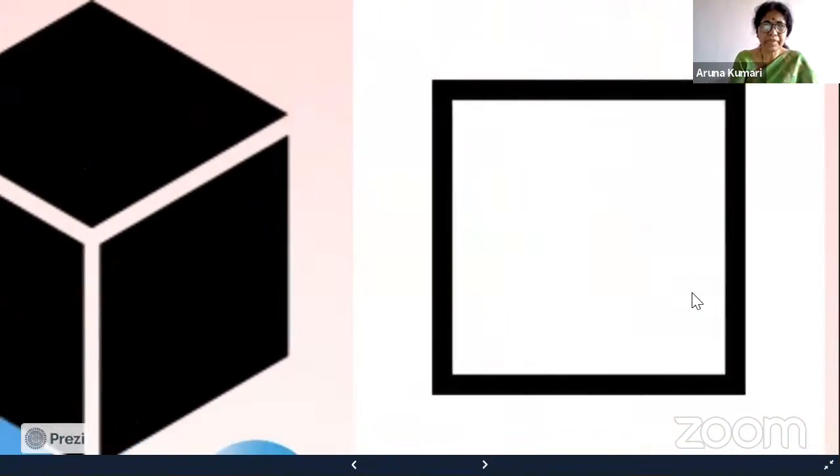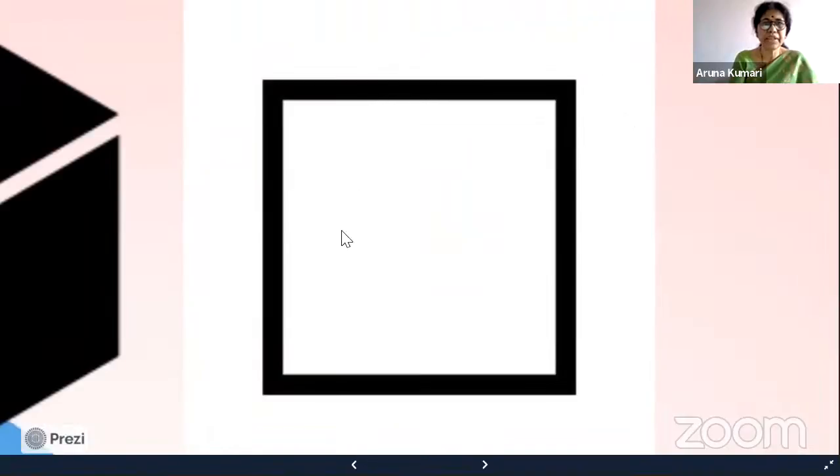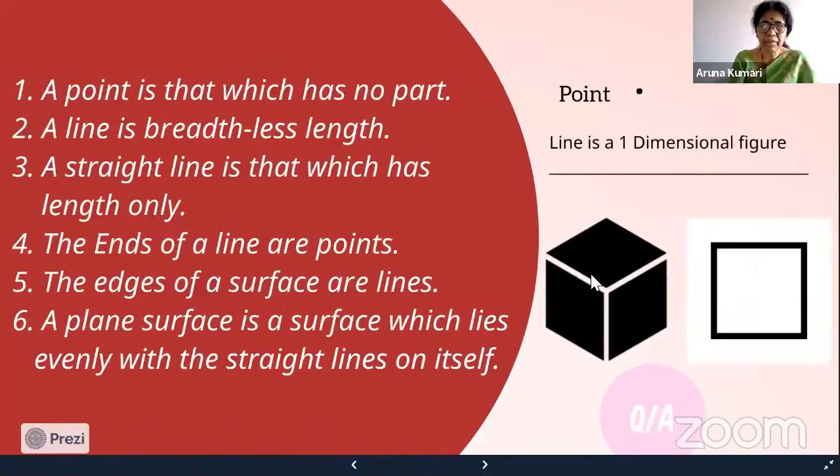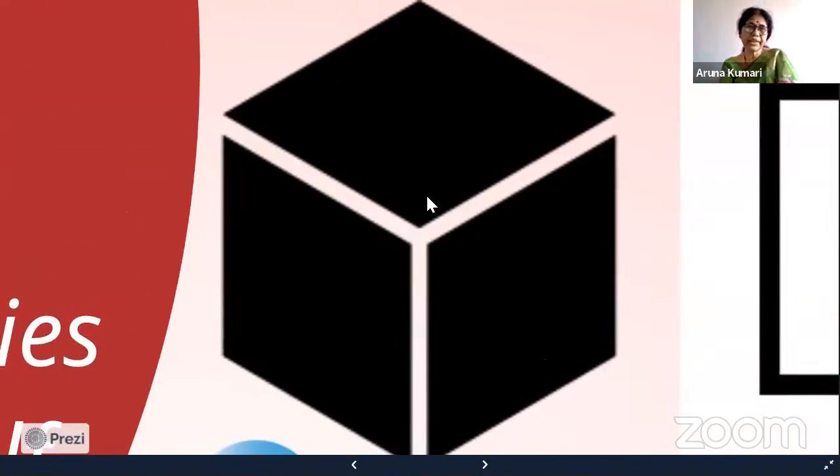This is a square. This is also, but we can say how is it? It will be a plane surface, isn't it? On the square shaped one, so this is a plane surface. And what is this? This also we studied. This is a 3D object. So it has some surfaces, total surfaces, just as we studied last week.